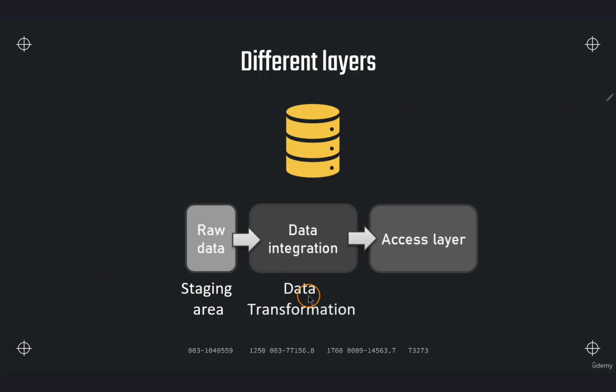Then afterwards, as we have said here, we have this data integration layer where we are transforming the data. And then finally, of course, the access layer where we are connecting to the data. So this is a high-level overview of a data warehouse, and this should help us to understand how we work in Snowflake and just provide a little bit of context.